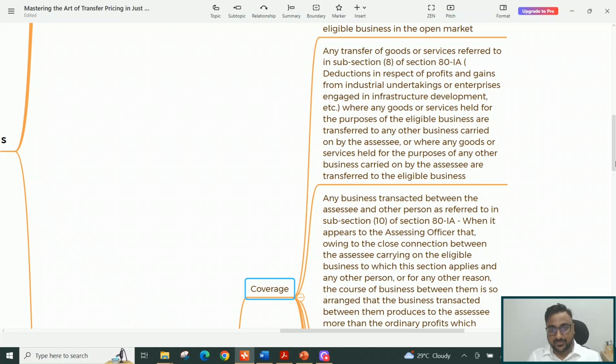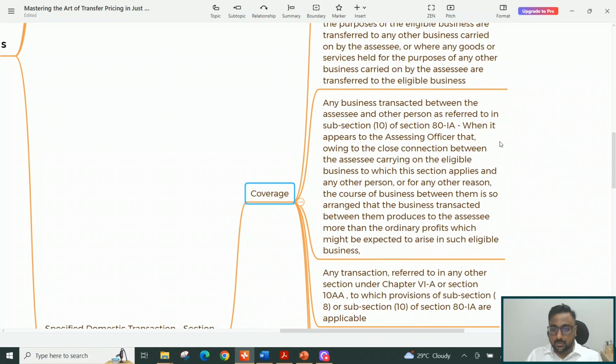Now, you need to understand one thing: not every person transacting with an SDT unit, or the unit in an SEZ, gets covered under this particular type. It is only the related party, or the relationship from which it can be established that there is an influence or association between these two undertakings. Then only do you have to apply this particular provision. We'll just move ahead. Any business between the assessee and the other person as referred to in subsection 10.